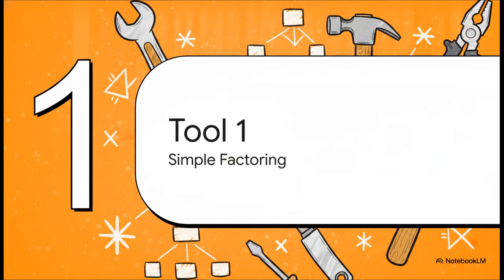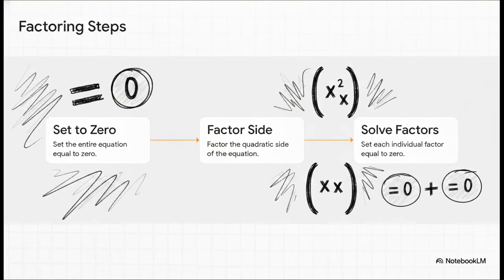Simple factoring. Let's reach into that toolbox and pull out our very first item. Now, this is usually the fastest tool you've got, as long as the numbers play nice. The steps are super straightforward. Step 1, set the whole equation to 0. Step 2, factor the quadratic side. And step 3, set each of those individual factors equal to 0.